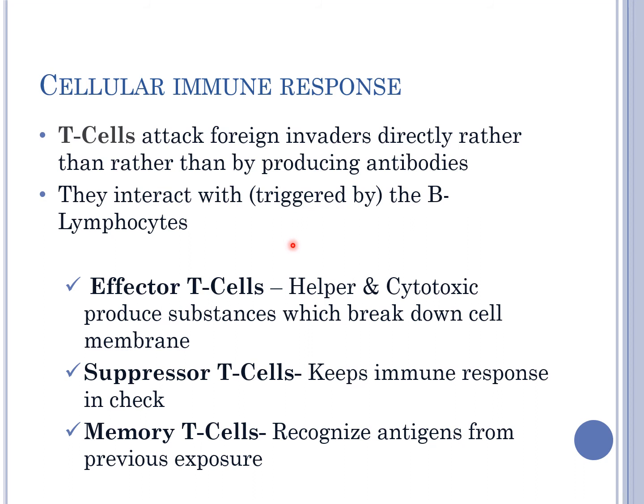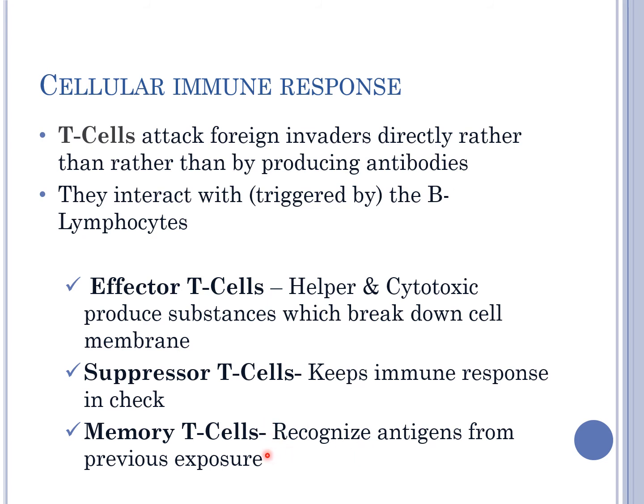This response can, however, be triggered by the B lymphocytes, right? If something is going on, because remember everything is working together. So then your cell immune response would also come into play, basically trying to figure out, okay, in what ways can we help? We know that specifically we have your T cells, so they help on cytotoxic produce substances which break down cell membranes. Suppressor T cells keep the immune response in check, and you know that there's memory T cells that recognize antigens from the previous exposure.